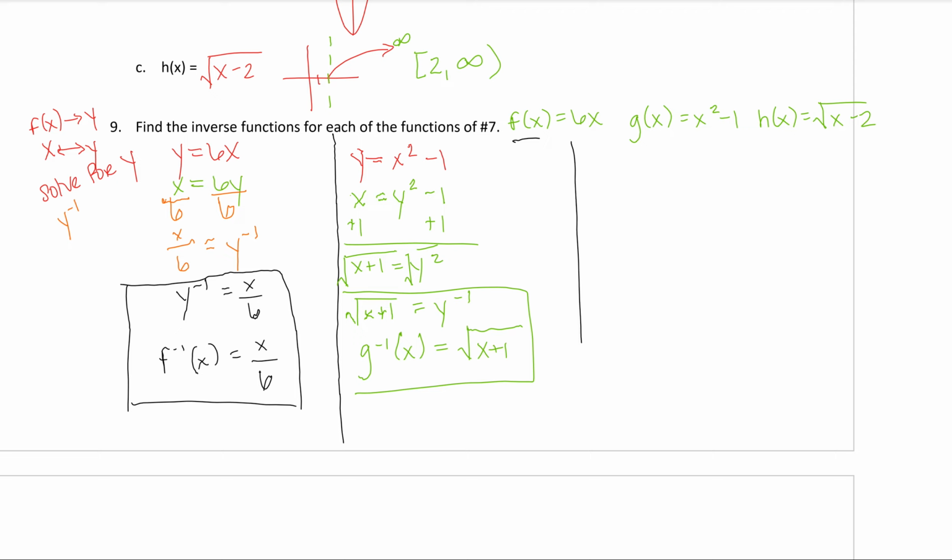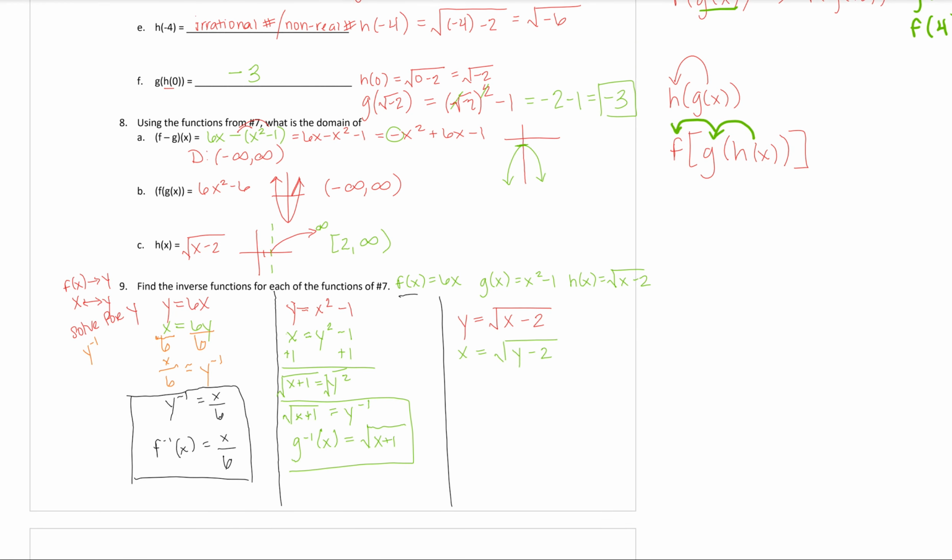And finally, we're looking at h of x. Again, instead of h of x, I'm going to put y equals the square root of x minus 2. My next step is to switch the x and the y. And now I'm going to start working the problem. First thing I have to do is square both sides. Whatever we do to one side, we do to all of the other side, so we have to put it in parentheses. So that we get x squared is now equal to y minus 2. To solve, I'm going to say plus 2, so that I end up getting x squared plus 2 is equal to my y.